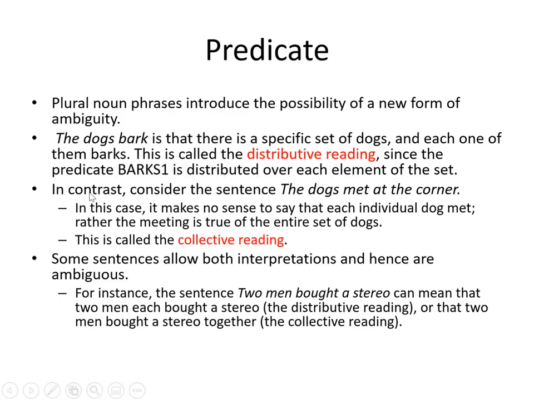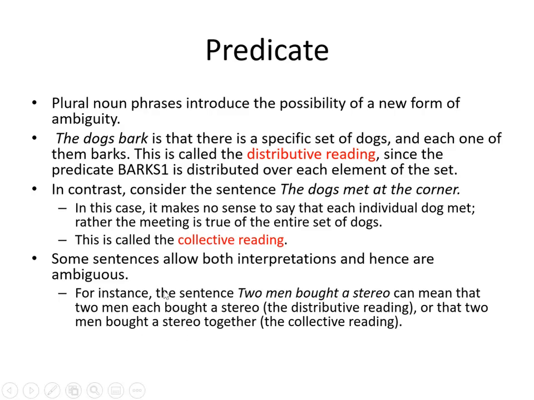Whereas if you have a sentence, the dogs met at the corner, in this case it makes no sense to say that each individual dog met, rather the meeting is true of the entire set of dogs. So here we can say that all the dogs who came together have a collective meeting. So it is called a collective reading.